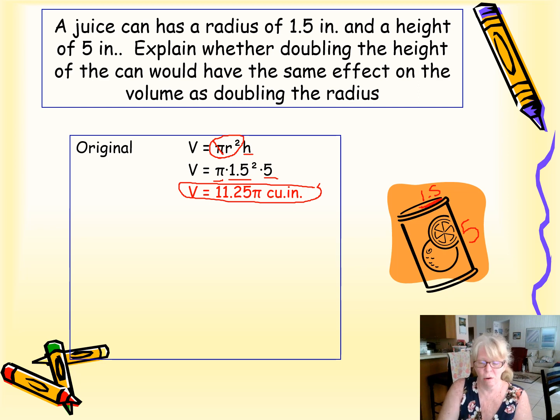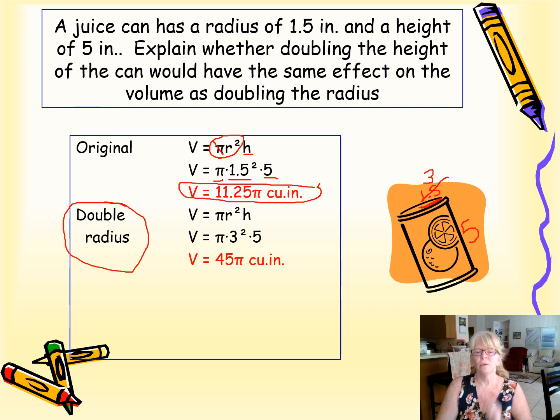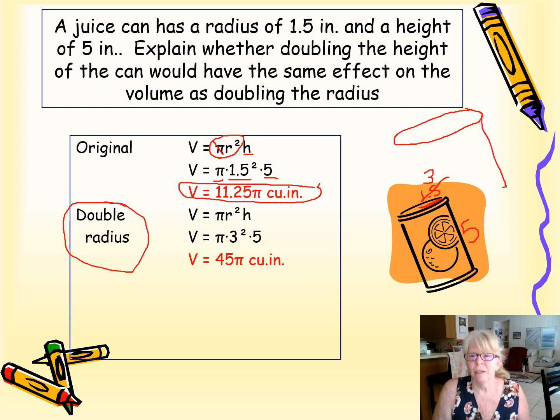So now we're going to double the radius, so this is then going to become 3, because 1.5 plus 1.5 is 3. So now your can lid is much bigger, but your height is still going to be the same. If we double it, we leave pi there, and remember we leave pi. We take 3 squared times 5. We end up with pi times 9 times 5. 9 times 5 is 45.